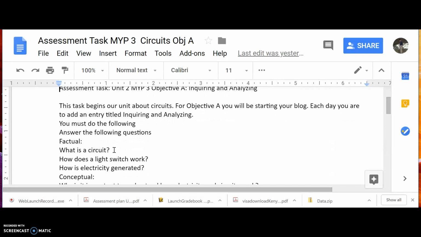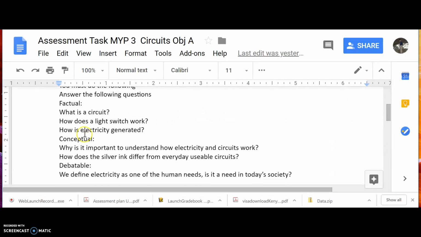And you're going to have to answer the following questions. So your factual questions are: what is the circuit? How does the light switch work? And how is electricity generated? Your conceptual questions will be: why is it important to understand how electricity and circuits work? And how does the silver ink that is going to be in your pens differ from everyday usable circuits?